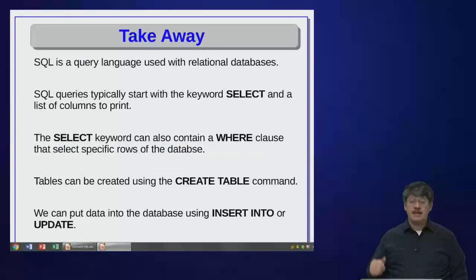So in summary, SQL is a query language that's used with relational databases. SQL queries typically start with the keyword select and a list of columns to print, but we can combine them with a where clause to select specific rows of a table. Tables can be created using the create table command, and we can add data with the insert into keyword and the update keyword. Next time we'll talk about how to use this from Python so that we can actually create databases and store information in them. And then we'll talk more about how to develop sophisticated web applications.